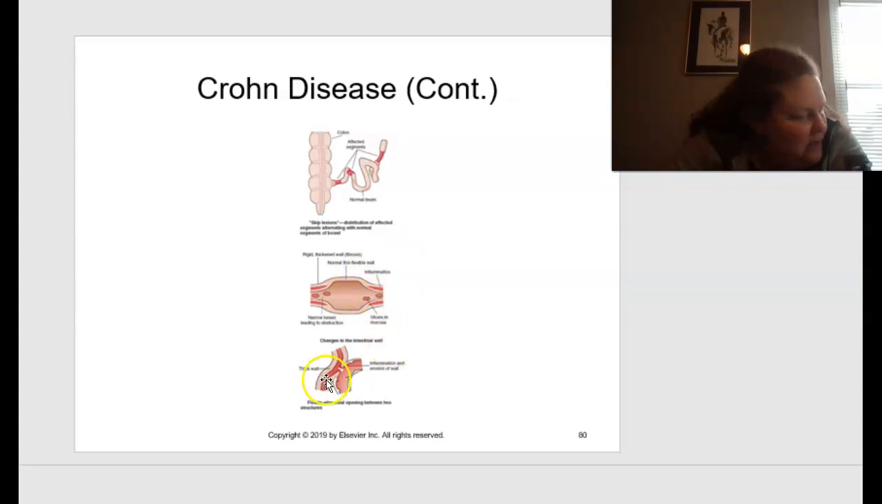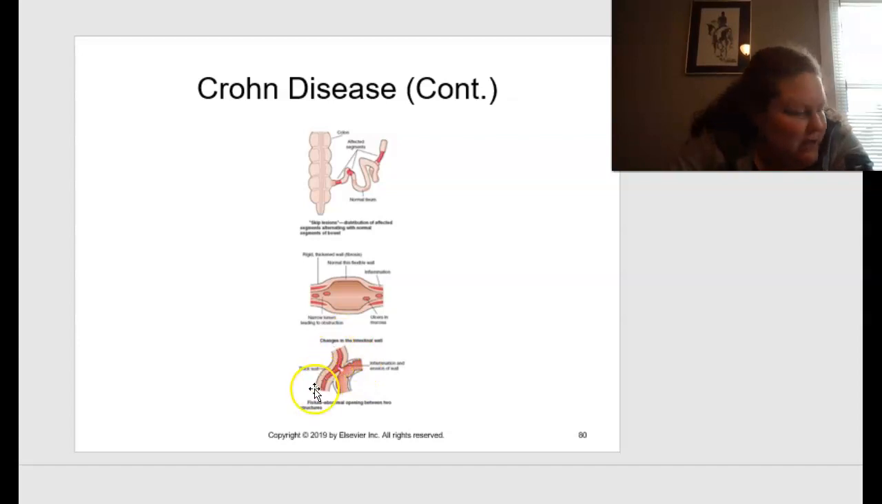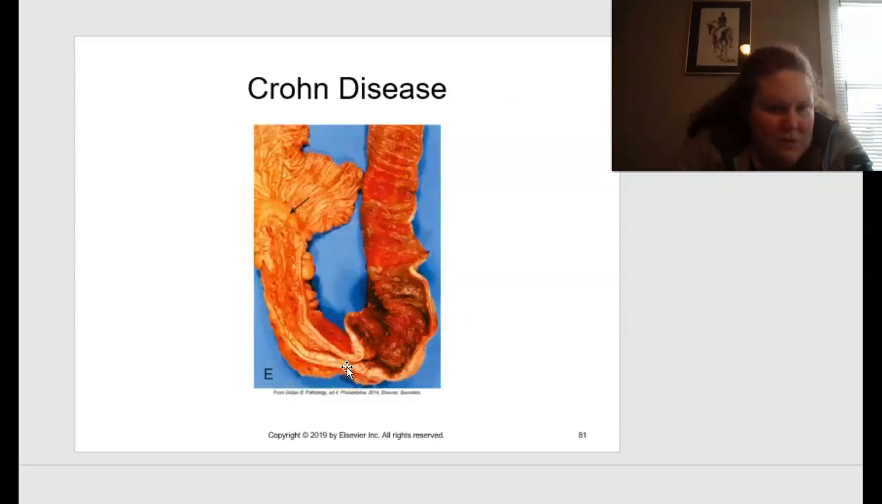And then down here, this can lead to the fistula, or an abnormal opening between two structures. So they kind of fuse together and make a new little opening that's not supposed to be there. And this would be on the left here, a thick wall, and then where they're joining, and then this can cause inflammation and the erosion of a wall. This also is showing you an actual picture, and this still is figure 17.33. This is just showing those lesions, the inflammation, the narrowing, and all of the things that we just talked about.